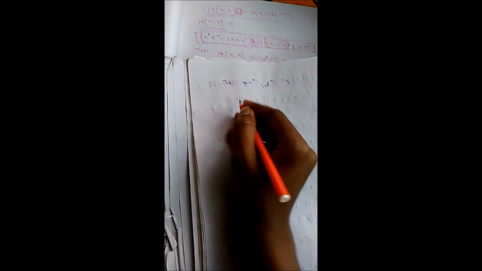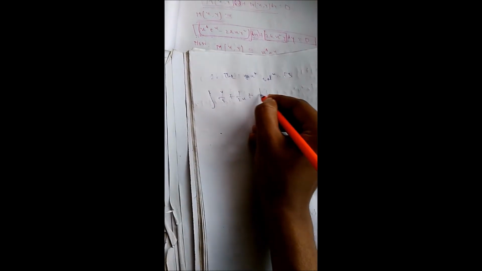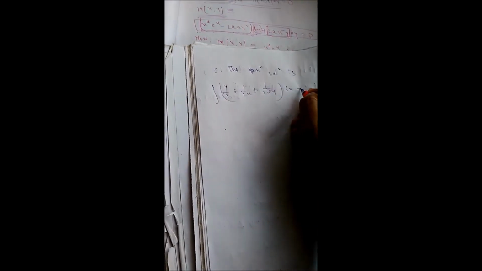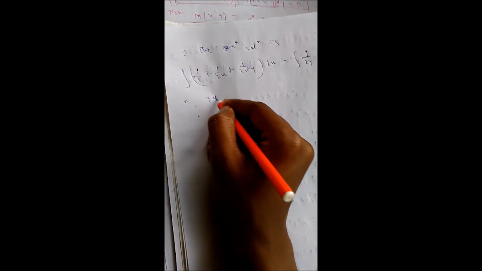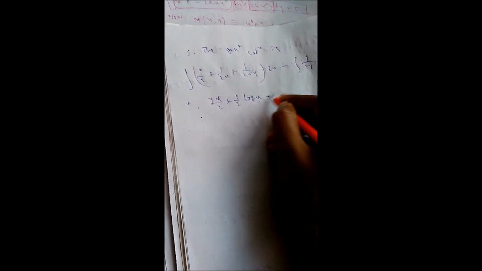Therefore the general solution is the integral of (y/2 + 1/(2x) + 1/(2x²y)) dx, minus the terms that have only y, equal to c. So xy/2 + (1/2) log x − 1/(2xy) − (1/2) log y = c. It is the general solution.